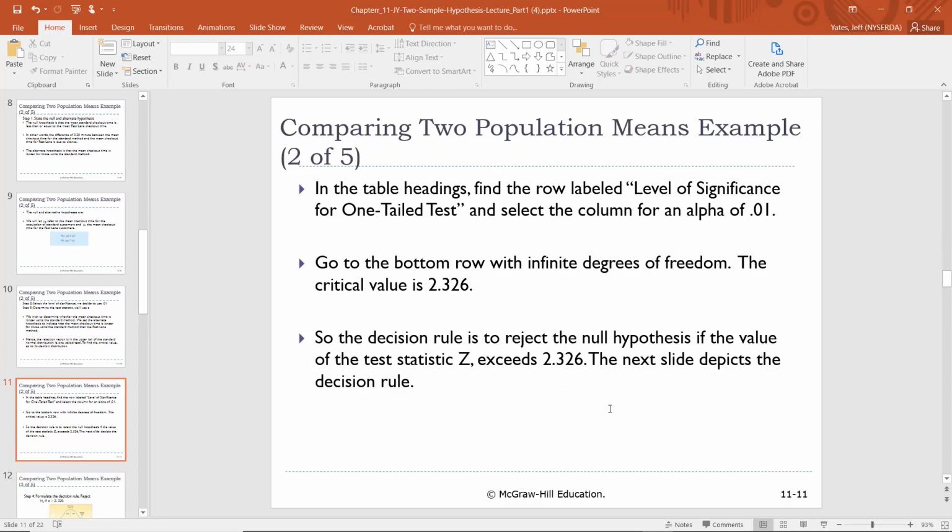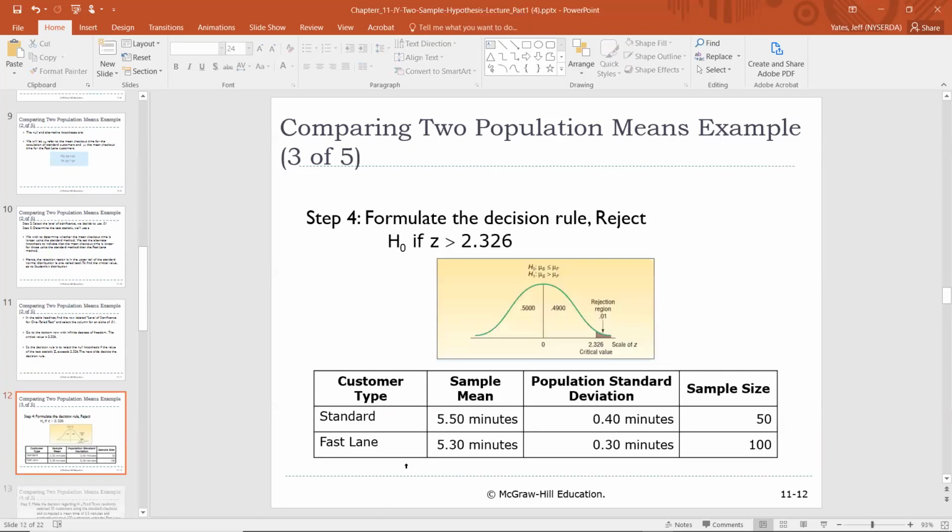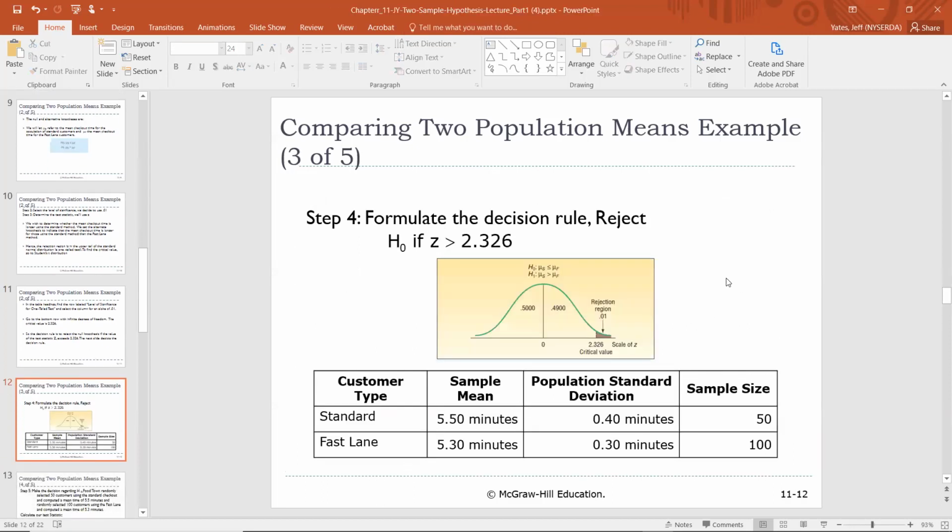Or we look at the t-table for the one-tail test at the level of significance of 0.01 and the degrees of freedom, n1 plus n2 minus 2, or obviously we could just use R script. So either one, we're going to do R script. If we're going to choose one, we want to choose R to do it for us. We'll end up getting a critical value of 2.326. So the decision rule is to reject the null if the value of the test statistic exceeds 2.326. All right, so that's what we're looking for here.